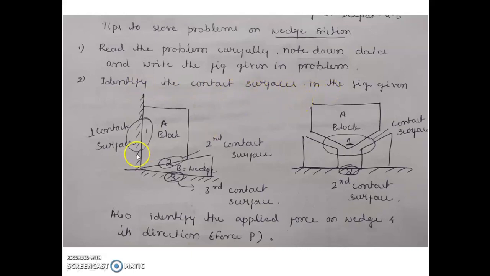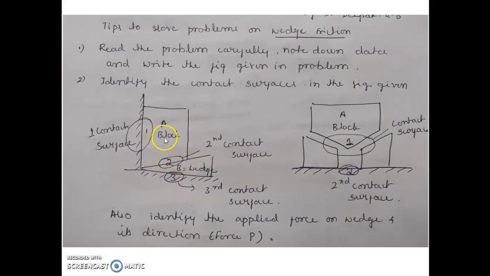I took an example here to identify the contact surfaces. Consider the first figure. Here a block is resting on a triangular wedge. This is the surface, and here a vertical surface is also there. The body leans against the vertical surface and rests on a wedge. The wedge in turn rests on a horizontal surface. If I push the wedge towards the left side, then the body will move upwards. If I pull the wedge towards the right side, then the body will move in the downward direction.